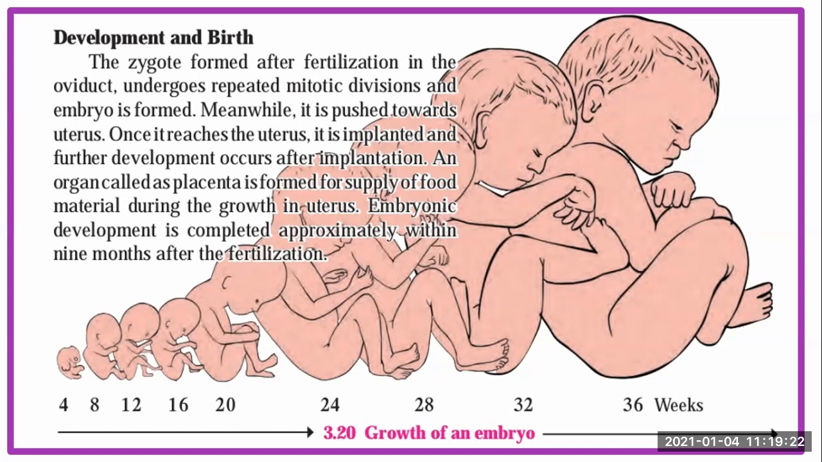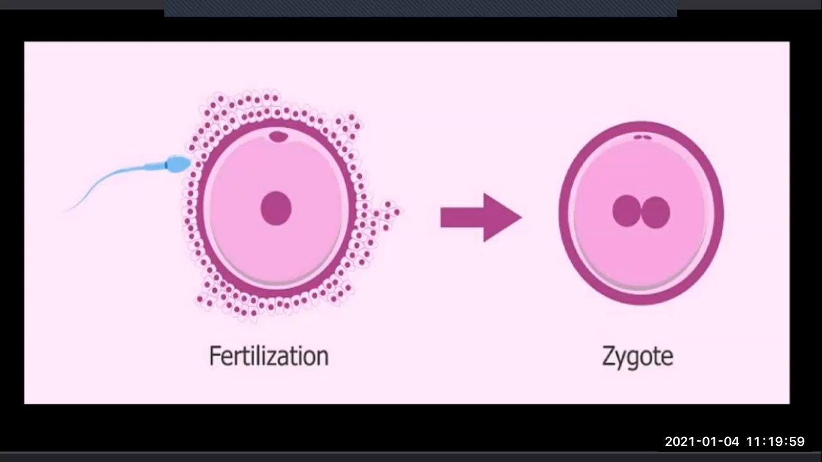And once the embryo is formed, it is pushed towards the uterus for the proper growth and development of the child. Once it reaches the uterus, that embryo gets implanted over there, and it gets all the nourishment or food material which is required through the bloodstream, that is, through the placenta. By means of the placenta, the entire growth and development of this embryo happens through the 9 months after the fertilization. Here you can see the egg and the sperm.